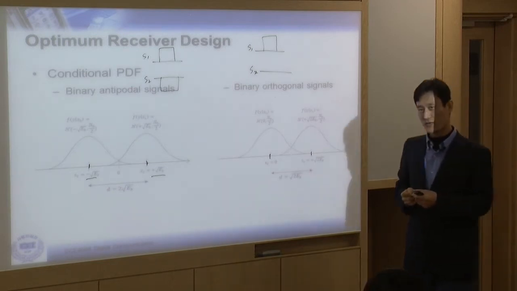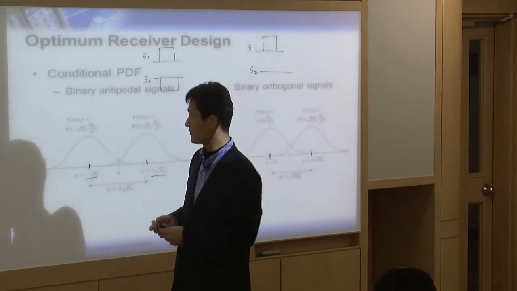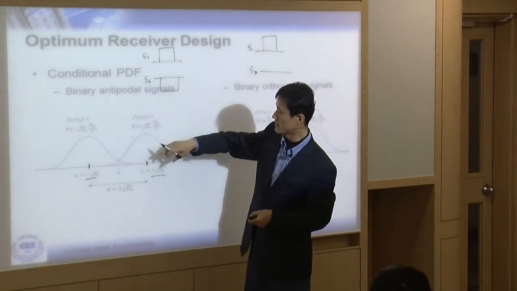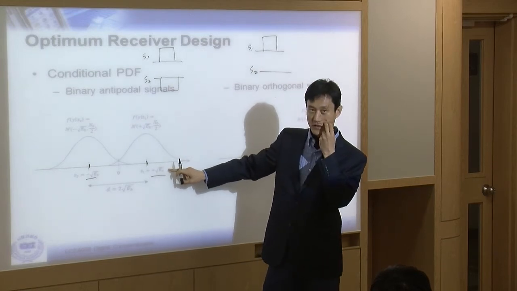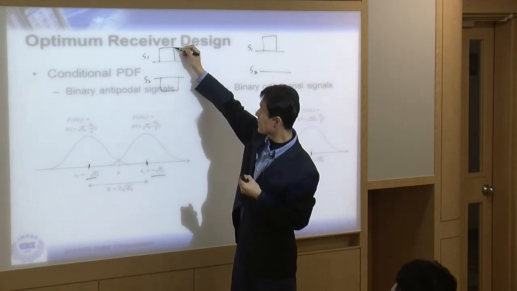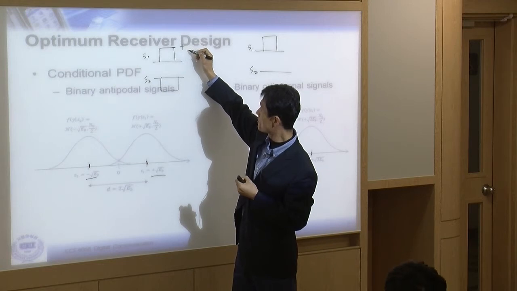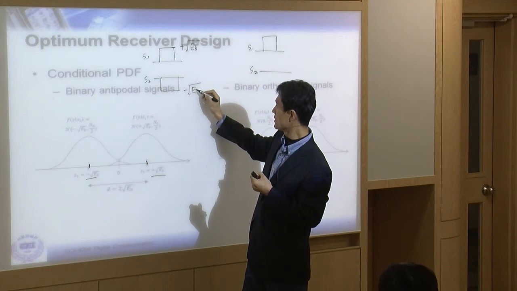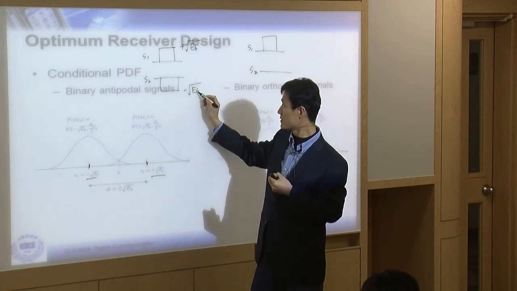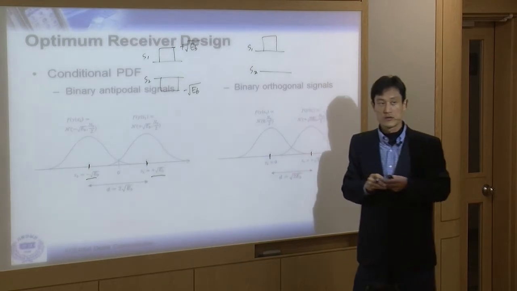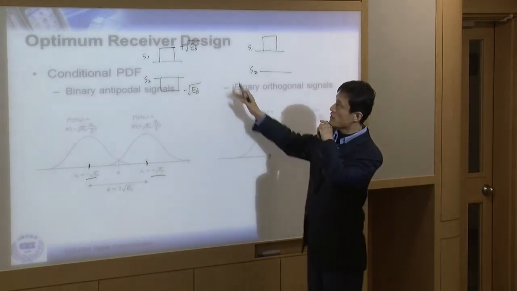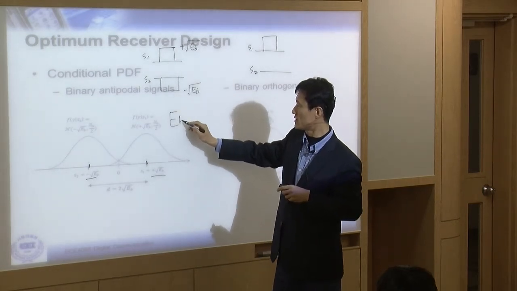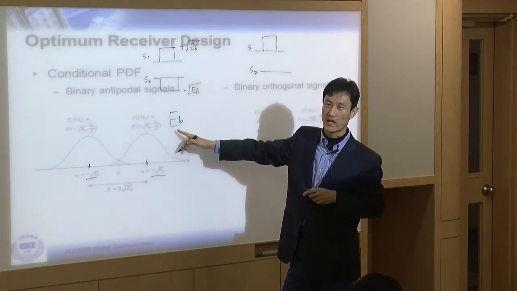But there's one more difference here, right? One more difference in this picture. When you look at the value here in the antipodal signal, this value is going to be plus root EB, and this value is minus root EB, right? So what does that mean, root EB? EB means bit energy. Energy of a bit.